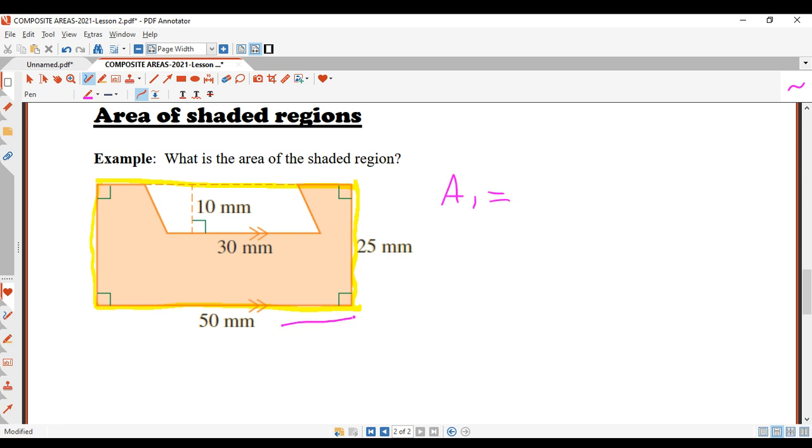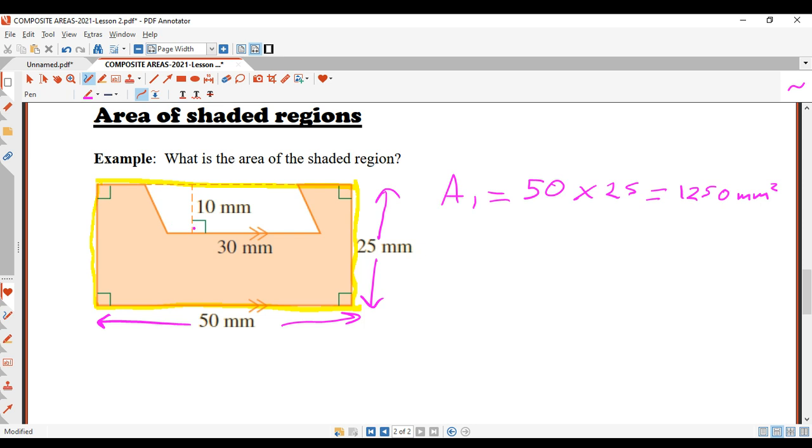Now the base of that entire rectangle is 50, and the height of the rectangle is 25. Okay, so you're going to work that out on your calculator or work it out mentally or by pen and paper. You should get 1250, and that's millimeters squared. Okay, so 1250 millimeters squared.